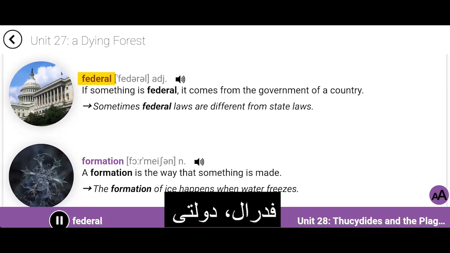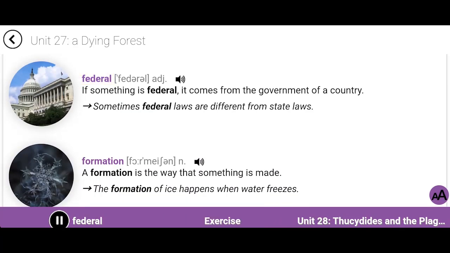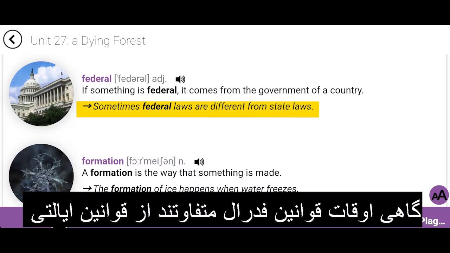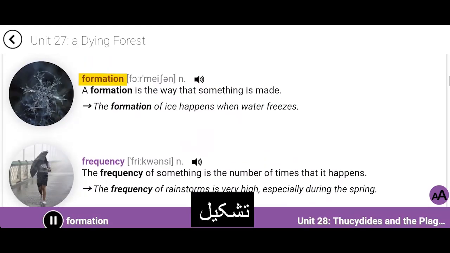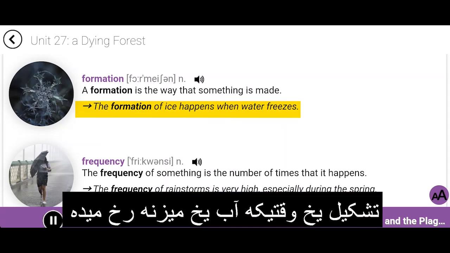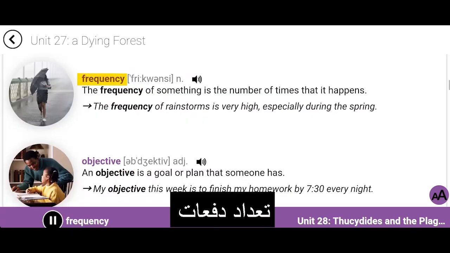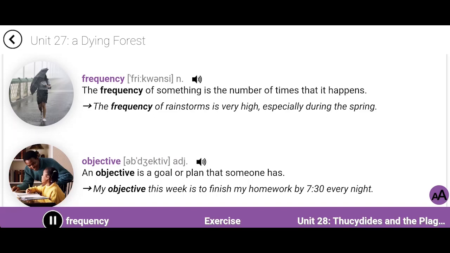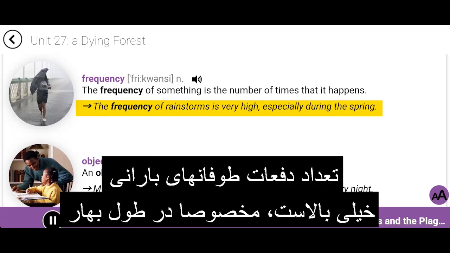Federal. If something is federal, it comes from the government of a country. Sometimes federal laws are different from state laws. Formation. A formation is the way that something is made. The formation of ice happens when water freezes. Frequency. The frequency of something is the number of times that it happens. The frequency of rainstorms is very high, especially during the spring.